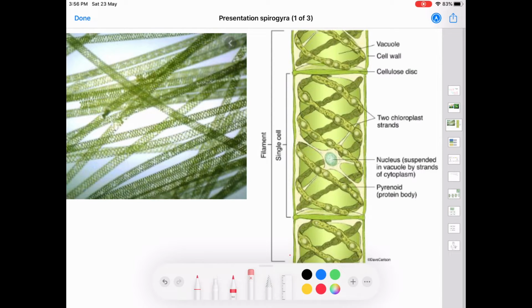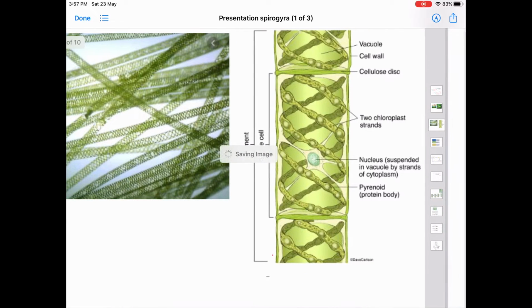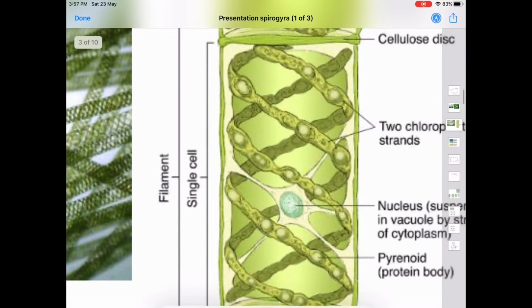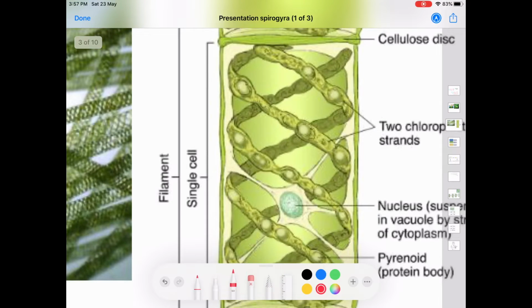Now, coming on to the chloroplast, it is ribbon shaped and 1 to 6 in number. See this, the chloroplast is ribbon shaped. This is the ribbon shaped chloroplast, and this is 1 to 6, and in some cases there will be 12 ribbons of chloroplast in Spirogyra.